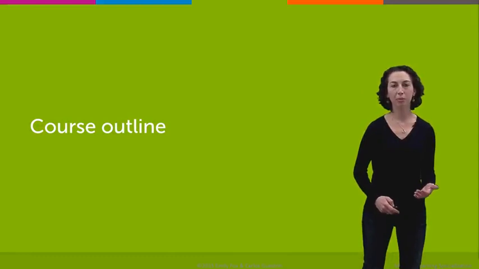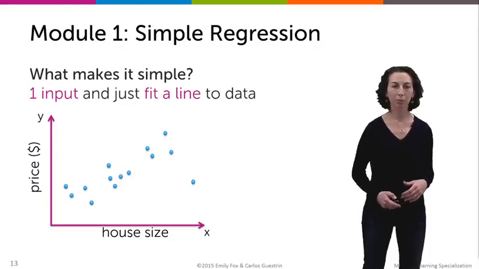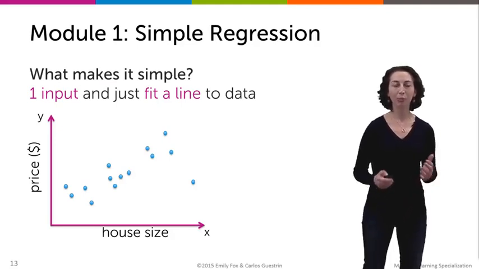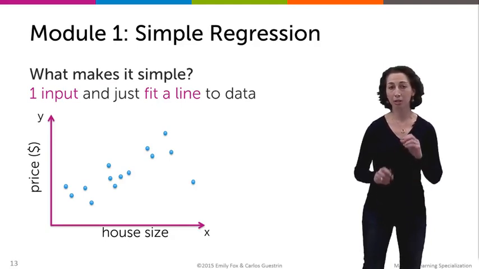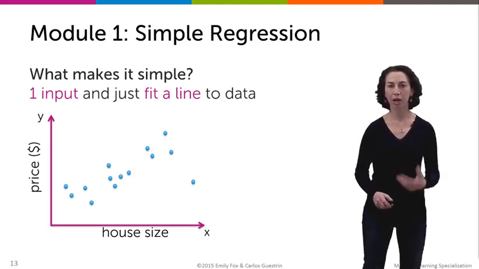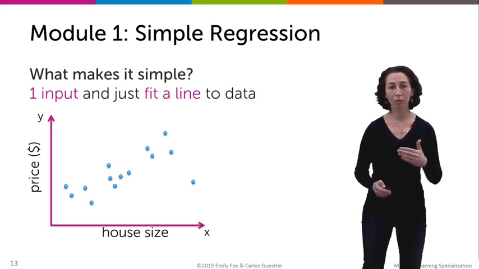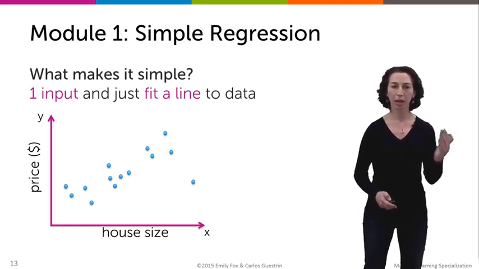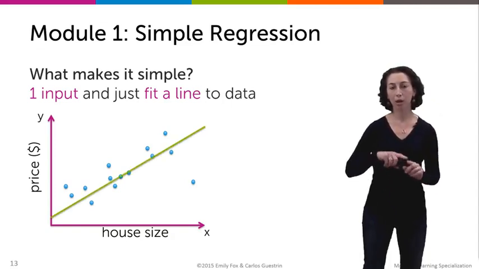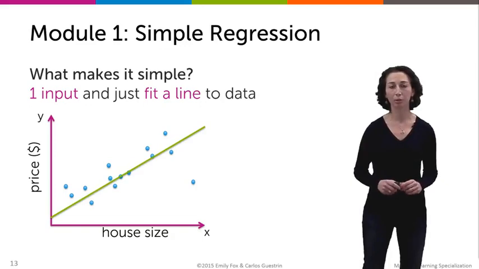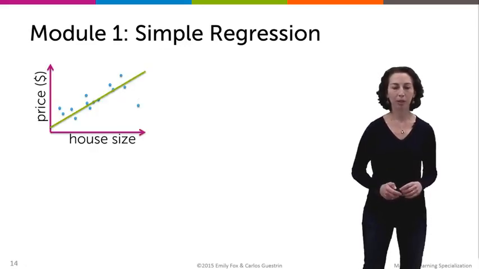This course consists of 6 different modules, and let's preview what these are about. To start with, we're going to talk about simple regression. And why is it called simple regression? That's because we're going to focus on just having a single input, for example, the size of your house. And when we think about defining the relationship between this single input and our output, the house sales price, we're just going to look at fitting a very simple line to this data. And that's why it's called simple regression.